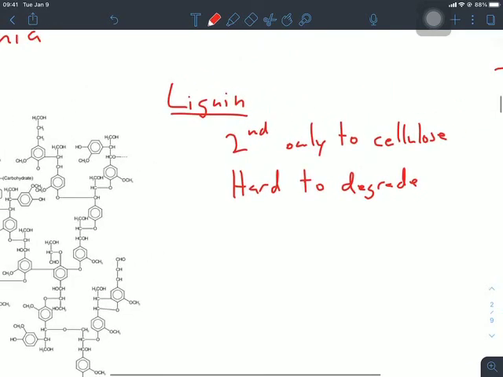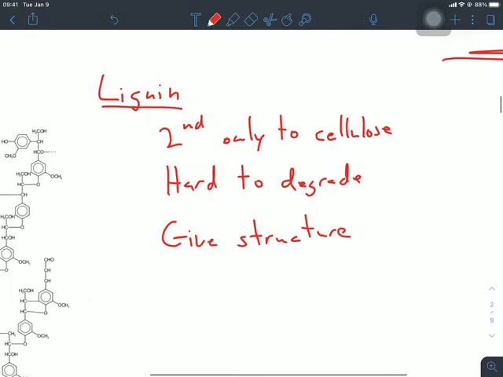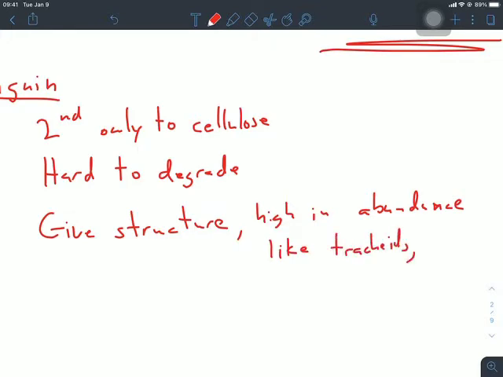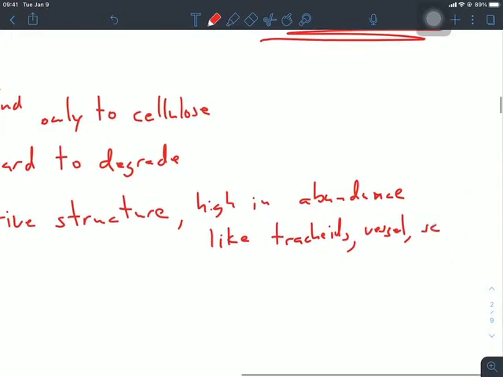Lignin itself is there to give structure to the cell wall. It is very, very rigid. It is extremely high in abundance in certain plant tissues and cells, like tracheids, vessels, and sclereids.